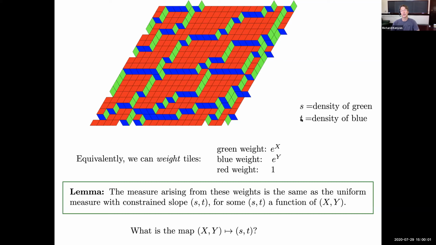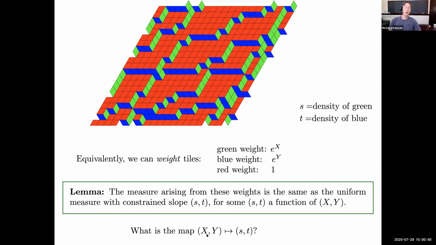In fact, there's sort of a concentration of density. So as the system gets large, if I fix x and y, there will be a unique s and t associated to that. And so the lemma is that once I fix these weights e to the x and e to the y, and I think about the limit as the system size gets large, the measure arising from these weights is going to be the same as the uniform measure with the constrained slope s, t. But now s and t are going to be a certain function of x and y, which I haven't told you what that is yet, but that's the content of the next slide.